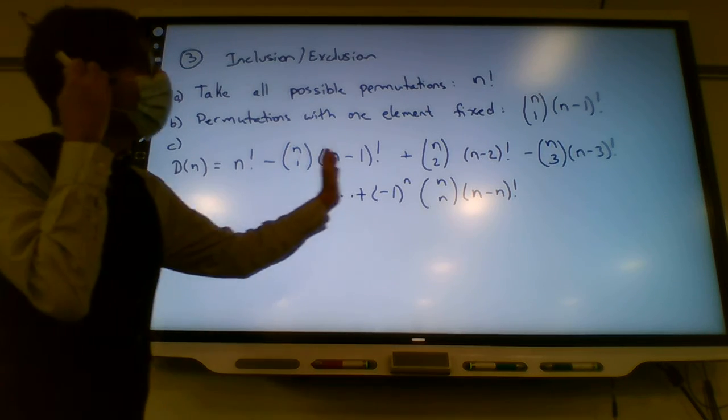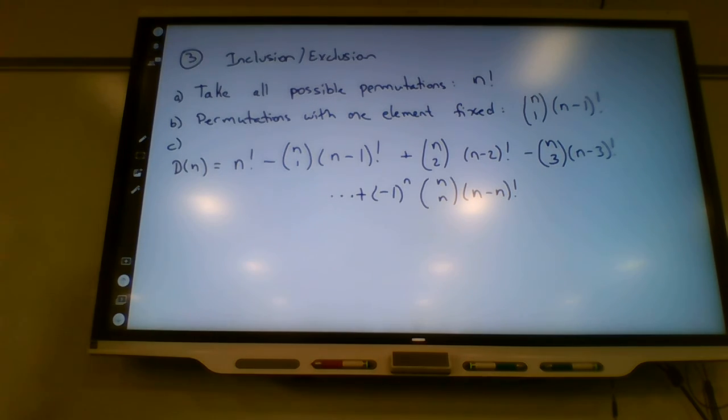And what have we ended up doing? We end up getting rid of all of the things that have any elements in the right spot.